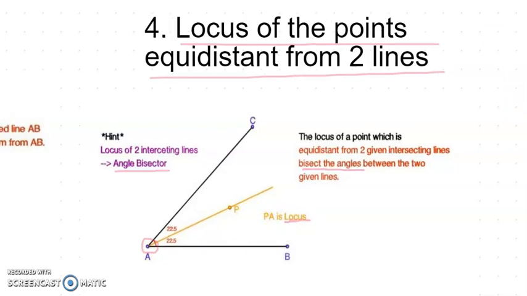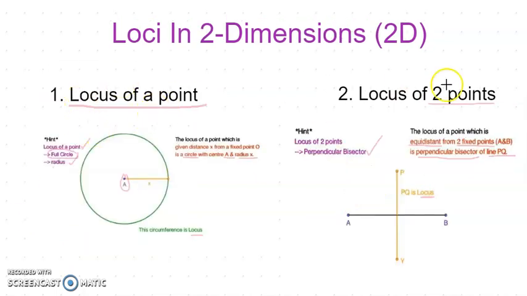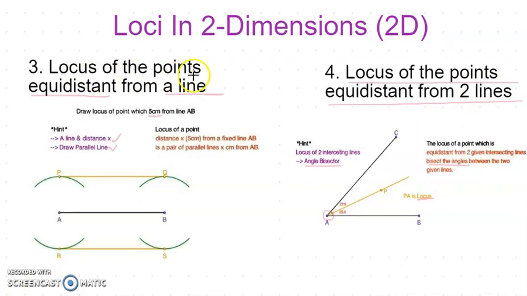Alright, so those are the 4 types of loci in 2 dimensions. We learned the first one, the locus of a point, then the locus of 2 points, then the locus of the points equidistant from a line, and then the locus of the points equidistant from 2 lines. If any of you forget how to do these simple constructions that you have learned already, I want you to rewatch the previous videos.